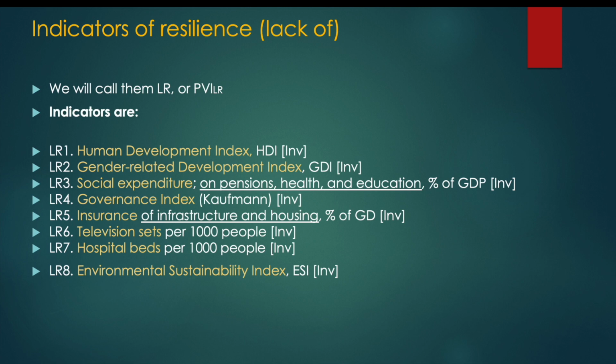So LR1 is Human Development Index or HDI. Next one is GDI or Gender Related Development Index. Third one is social expenditure on pensions, health, and education. Fourth indicator is Governance Index. Fifth indicator is insurance of infrastructure and housing. Then number of television sets per 1,000 people. Number of hospital beds per 1,000 people. Environmental Susceptibility Index or ESI.